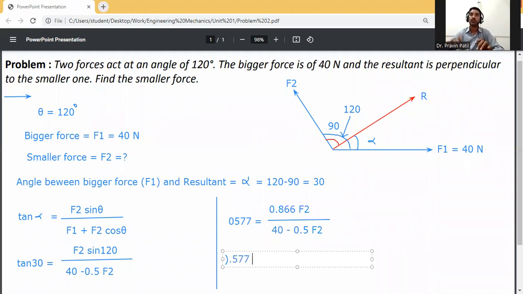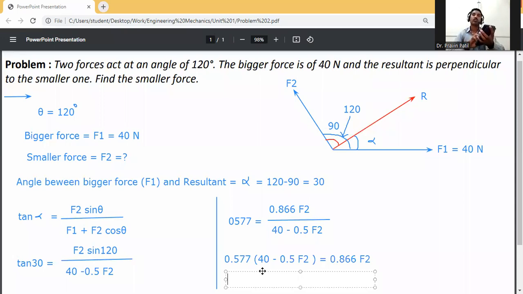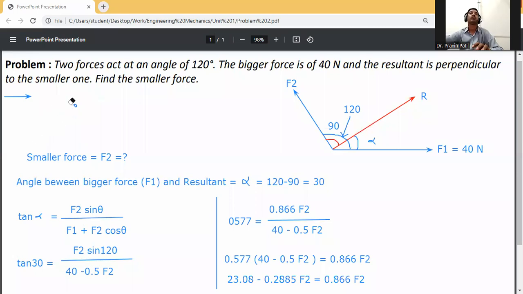Okay, it will be 0.577 in bracket 40 minus 0.5 F2, bracket close, is equal to 0.866 F2. So solve this bracket first of all. 0.577 into 40 will be 23.08. Then minus 0.577 into 0.5 will be 0.2885 F2, is equal to 0.866 F2. Okay, so take the F2 terms to one side.